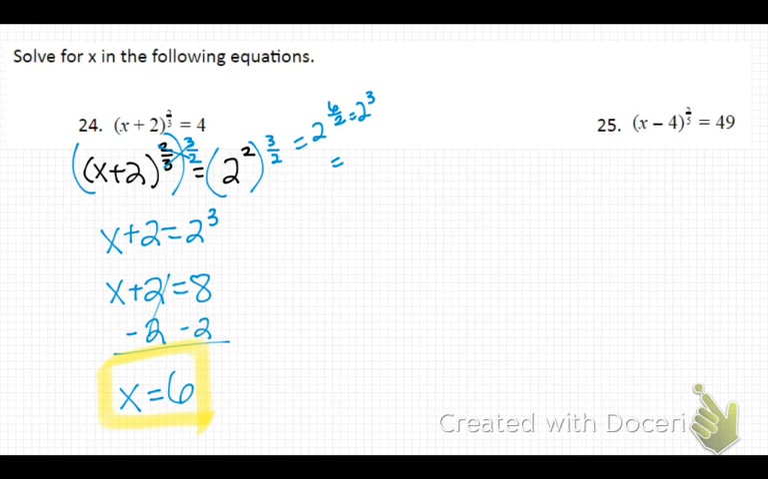Okay, last one. For number 25, I'm just going to start by rewriting it. x minus 4 to the 2/5 equals 49, and how do I rewrite 49? 7 to the 2nd power. Good. 49 is 7 squared.